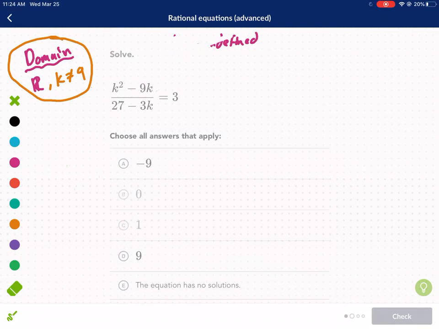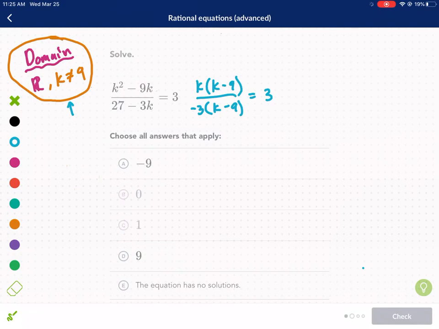I'm just erasing everything here so I have a little bit more space to work with, because now we need to move on to the real part of solving the rational equation. This was just a check to make sure we don't get that for an answer. Now, I like factoring. I think it makes it a little bit easier. So I'm going to factor the top. I can factor out a k, and I get k minus 9 in the top. In the bottom, we already did that. I factored out a negative 3, and we got k minus 9 in the bottom, equals 3.